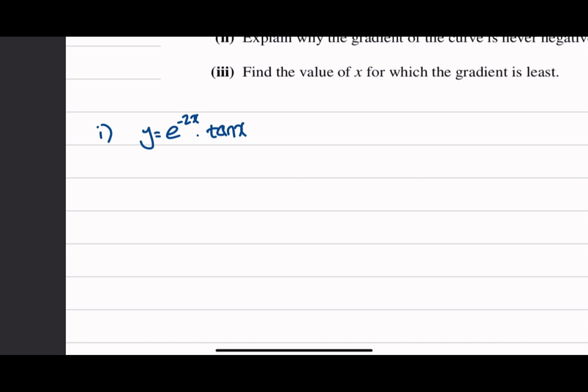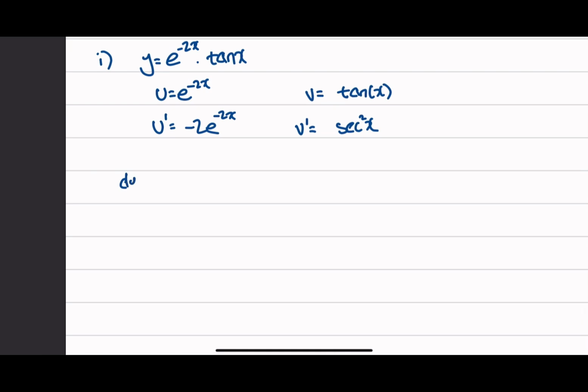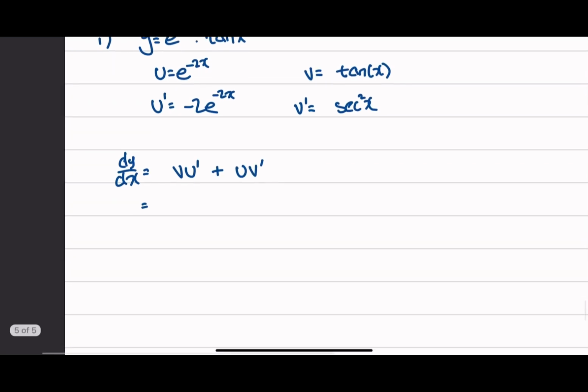So we can say that u equals e to the power minus 2x, and then u prime, which is the differential of this, will be minus 2 e to the power minus 2x. V equals tan x, and the differential v prime will be sec square x. The product rule says dy over dx equals vu prime plus uv prime. So minus 2e to the power minus 2x into tan x plus e to the power minus 2x sec square x.